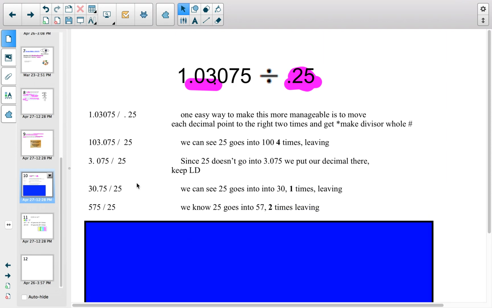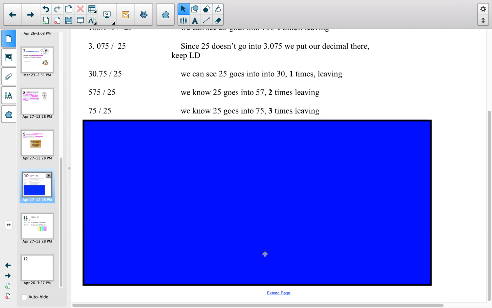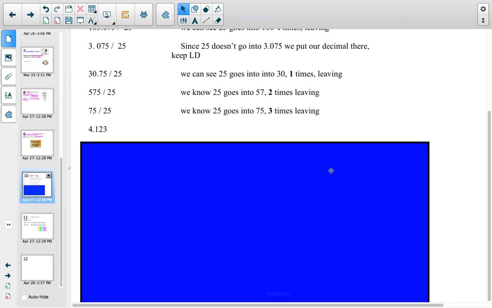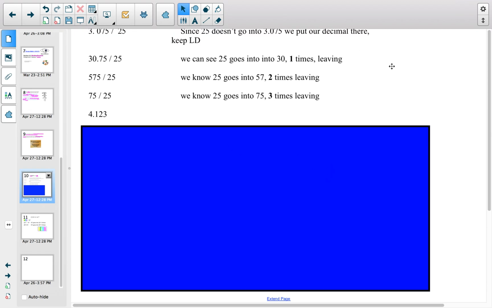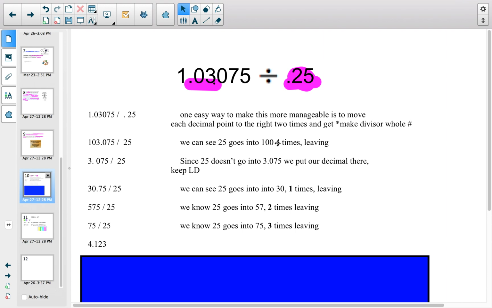Then we have 57. 25 goes into 57 twice. And we carry what's left down, and we'll get 75. 25 goes into 75 3 times with a remainder of 0. So our answer is going to be 4, because again, we're putting them in the order that we got them, 4.123.